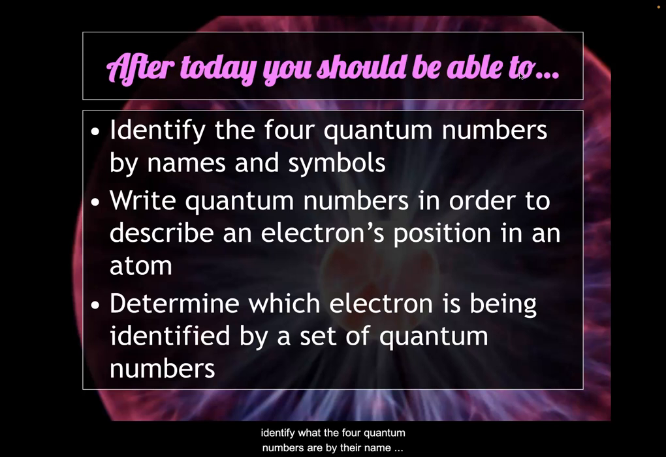So we're going to identify what the four quantum numbers are by their name and their symbol. We're going to write quantum numbers in order to describe an element's electron's position in an atom, basically tell us exactly where an electron might be, and then determine which electron is being identified by a set of quantum numbers.